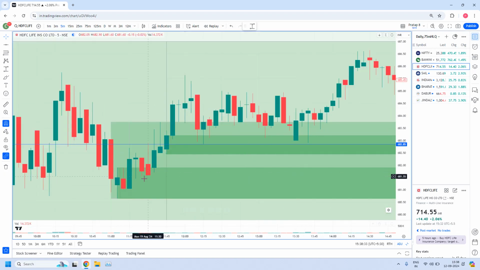Okay, here again another fine-tuned 5 minute zone. You have a rally, base, rally. But this zone is also already tested. The prices move. Actually, these are all rejections. But here price closed inside the zone. Price closed inside the zone.